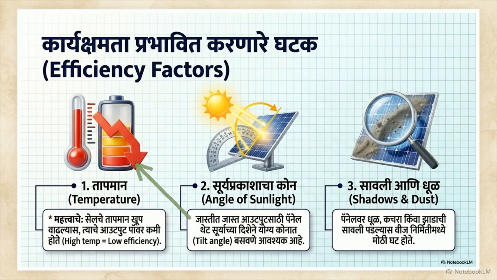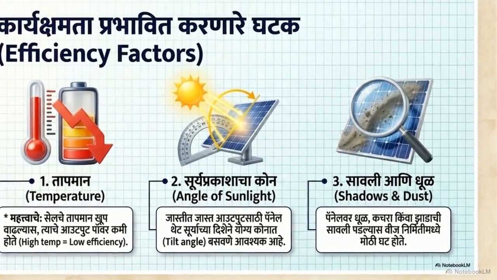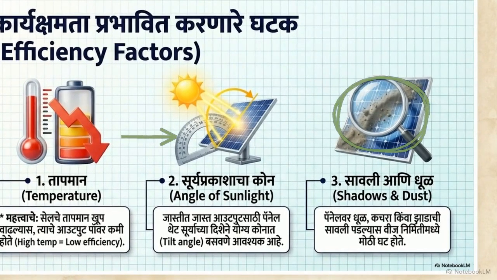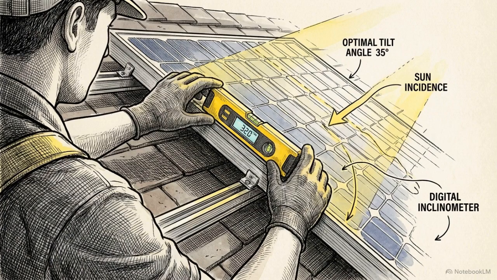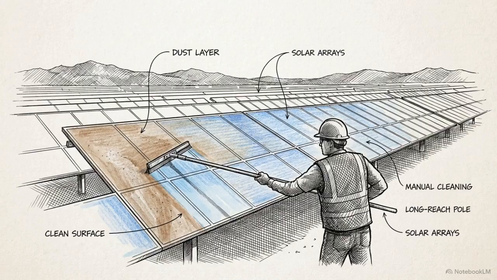Beyond temperature, you must account for the angle of the sun and environmental debris. If a panel is installed at the wrong tilt, or if dust and tree shadows cover even a small portion of the surface, the total electricity generation of the entire array will fall significantly. Maximizing the energy harvested from a solar array requires precise angle calculations, active thermal management, and a consistent cleaning schedule to prevent dust from obstructing the cells.